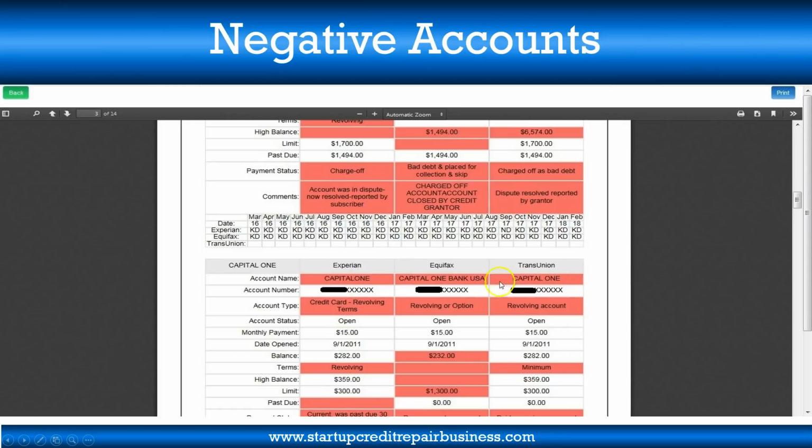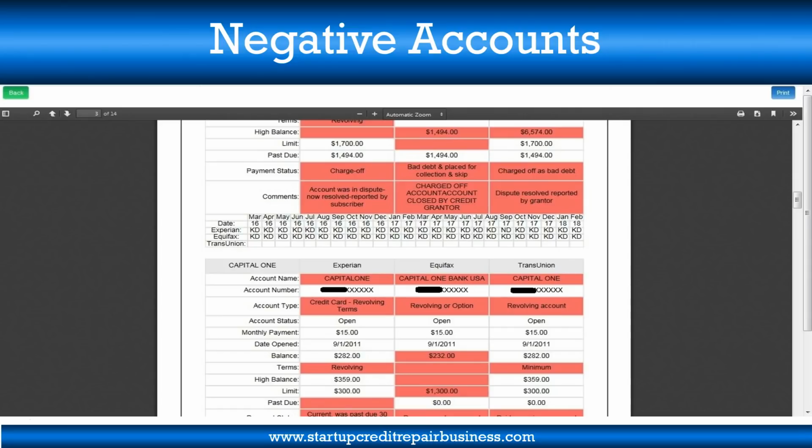Still, the account names are wrong. Account type is wrong. Balance is wrong. You got one balance here, but the balance is wrong here. The terms are wrong. A high balance is wrong again. Limit is wrong. Past due. Again, you're going to find all kinds of mistakes in the credit report. This analyzer just highlights the mistakes for you. That's all it does. It just highlights the mistakes for you.